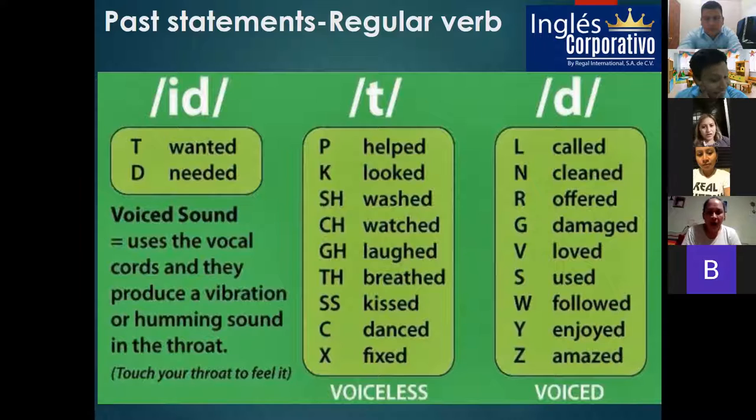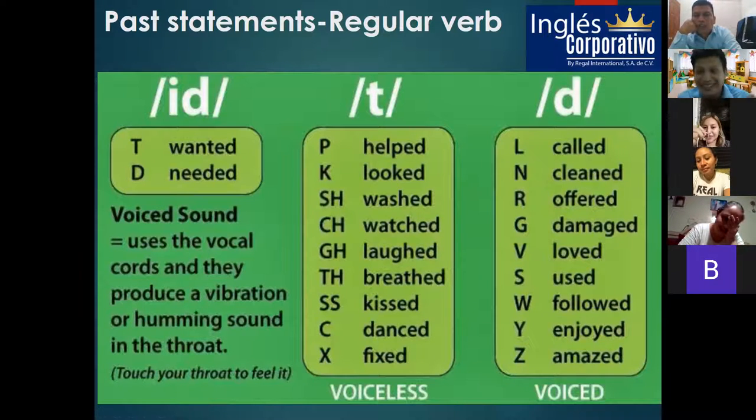This is difficult, but there is another way. You have to learn cómo terminan estas palabras. Las palabras que terminan con P, K, S, SH, CH, GH, and so on, van a sonar con T. ¿Cómo así? Help. Help. Help.